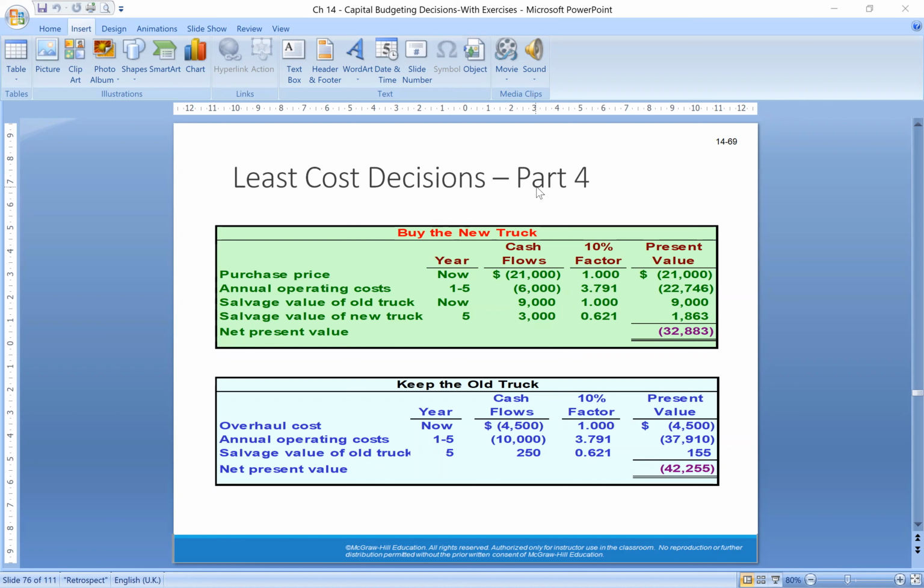Okay, the only difference here is that we have two negative net present values. We have two projects, but both have negative net present value. What is your decision then? In this case, buying a new truck will have a negative net present value of 32,000. But if we keep the old truck, we will have a negative net present value of 42,000. So our decision should be to go for the first option. Why? Because it will be more profitable.